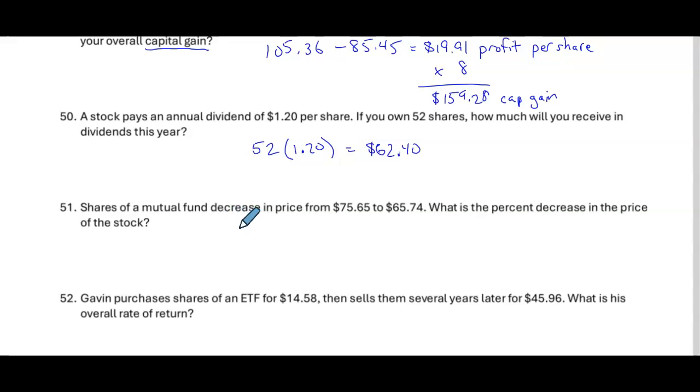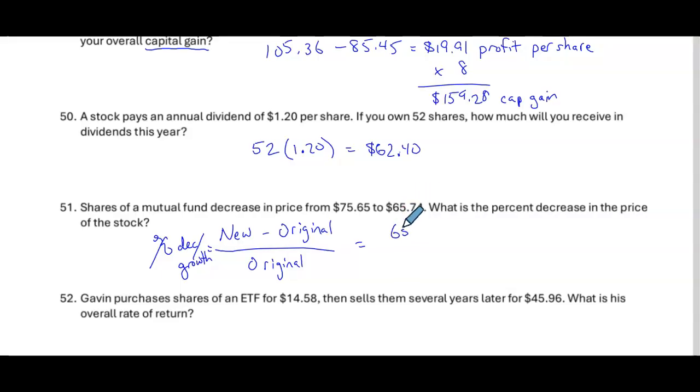Okay, so then percent decrease is always going to be done by taking the new minus the original and dividing it by the original. That's your formula for percent decrease, or percent growth, depending on the problem. So in this case, that would be the new price of $65.74 minus the original price of $75.65, all of that divided by the original price of $75.65.